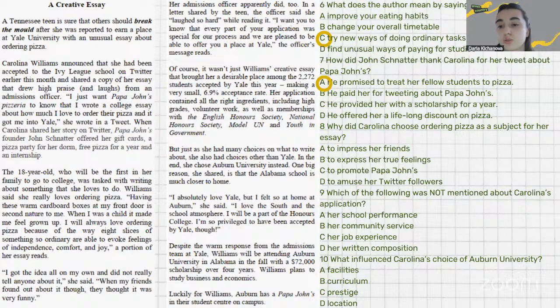He promised to treat her fellow students. And where can we find it in the text? Let's take a look. He offered her gift cards, a pizza party for her dorm, and free pizza for a year and an internship. So they have the same pizza party as we have at Green Country. So, yeah, the answer was A. He just thanked her for this kind of ad.